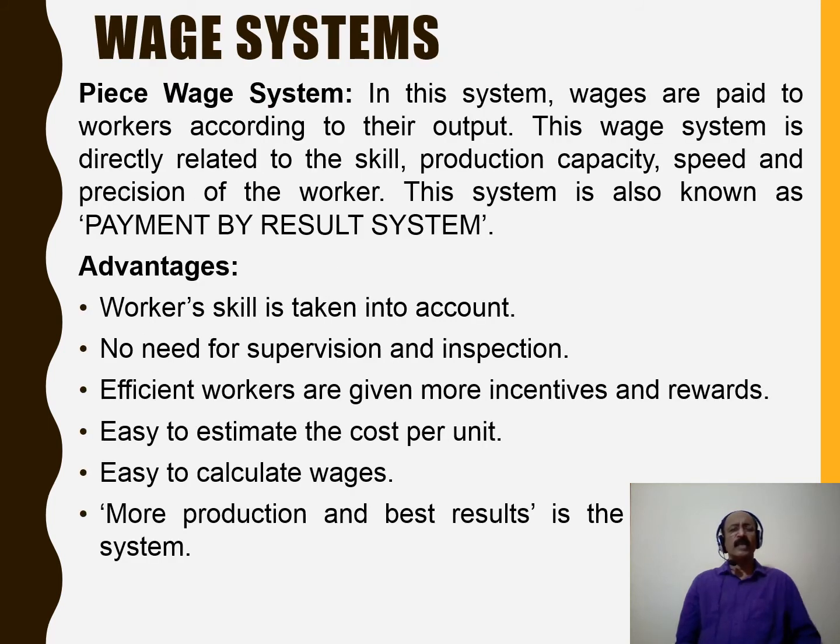Now the next one is the piece wage system. Earlier we spoke about time rate, now in the piece wage system, time is not a matter. It depends upon the output that the employee provides. So this is directly related to skill, production capacity, speed, precision, all those things, and it is also called payment by result.